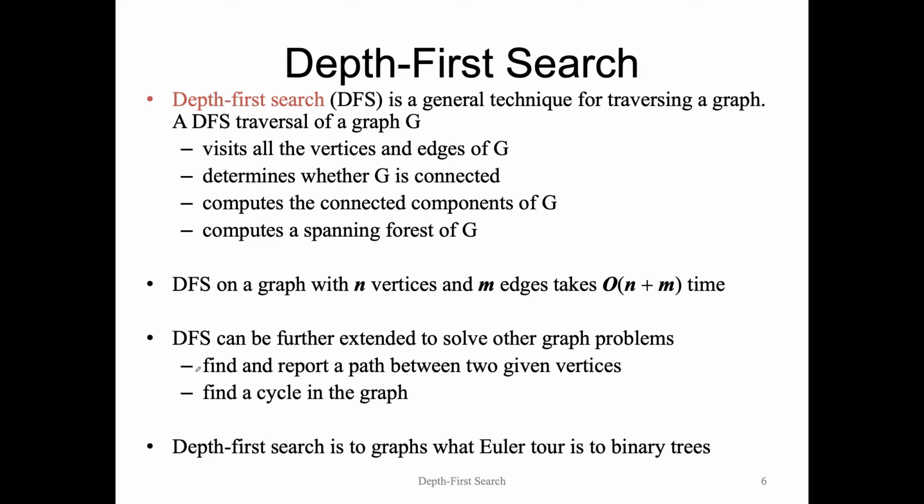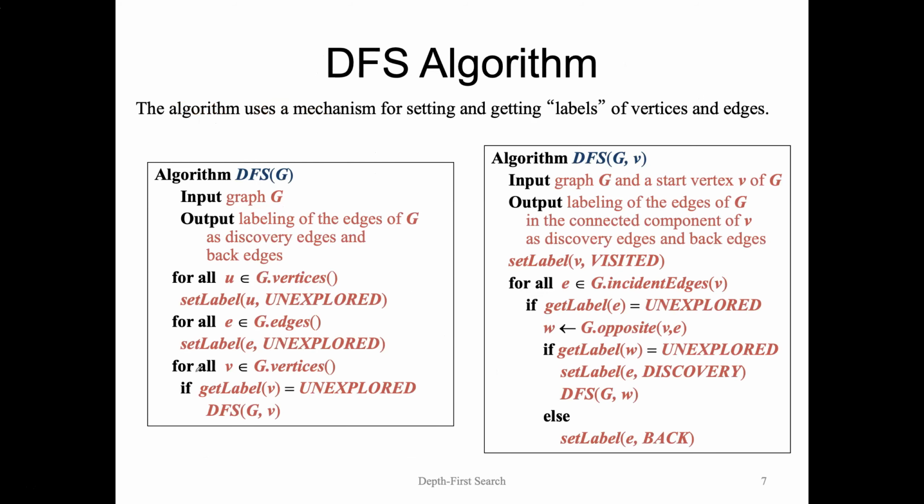So let's get to what the depth first search algorithm is. This uses a mechanism of setting labels on vertices and edges. So the idea here is we're going to take our vertex set and our edge set. And every vertex we're initially going to mark as unexplored. So this is a vertex we haven't yet visited. And same as edges. We'll initially mark all edges as unexplored.